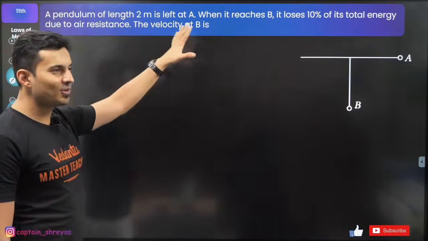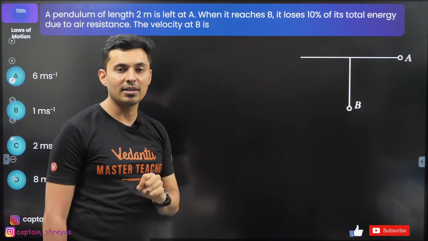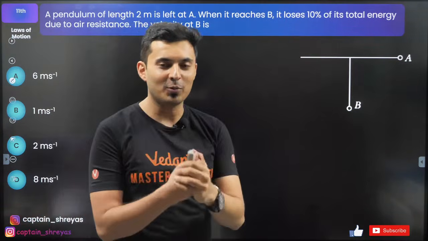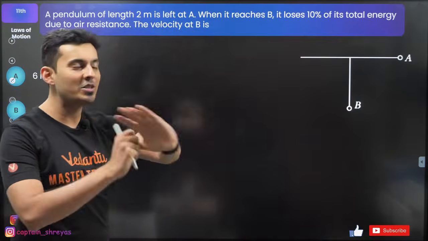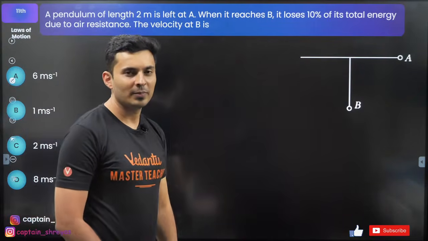Here, the energy is not conserved. Look at it, it loses its energy. The kinetic energy and potential energy sum is not constant. The question is, what do you think is the velocity at point B?